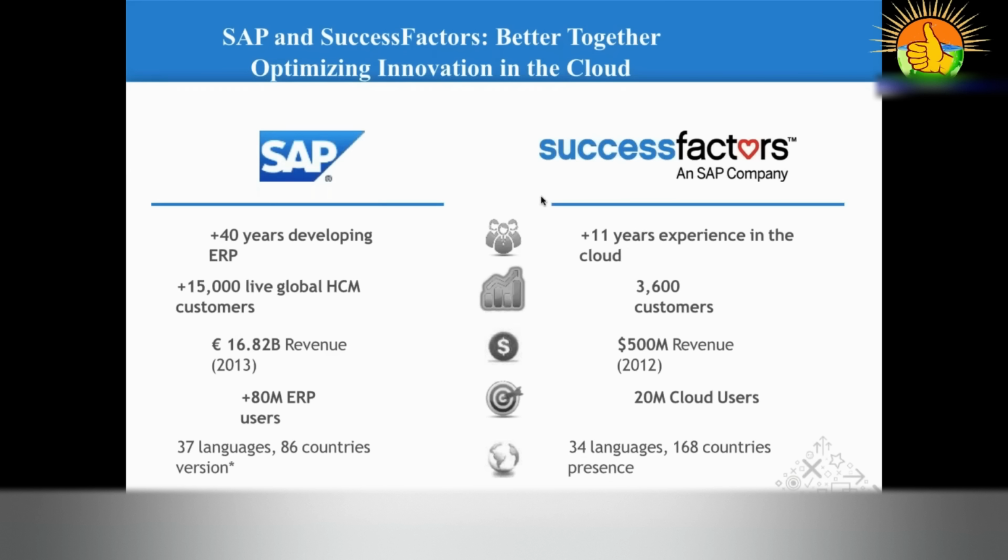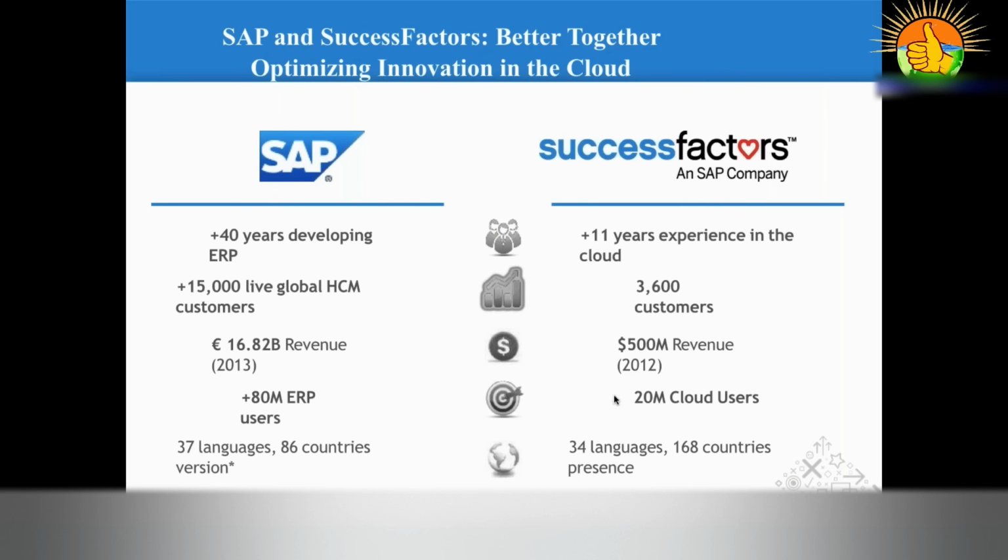And some of the differences: when SuccessFactors was acquired, SAP had around 40 years of experience developing ERP. So basically, SAP is an enterprise resource planning tool, an ERP tool, and SuccessFactors had around 11 years of experience in the cloud. SAP had 15,000 global HCM customers. SF had around 3,600 customers. So within this short time, they had managed to get a lot of customers. And also, you can see a comparison between the revenue, users and the languages that both of them were supporting at the time of taking over.